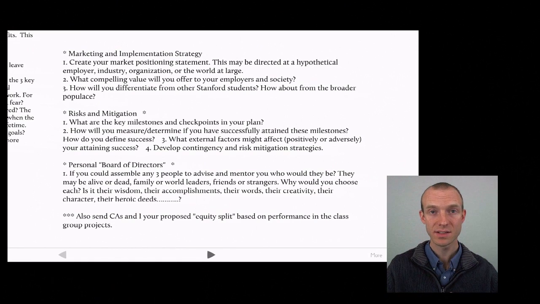So please send this to the course assistants and myself, and please also send us your proposed equity split in terms of the group projects for the class. So if you feel that you've pulled most of the weight in your venture, or you feel that you have a teammate who's pulled a lot of weight, think about how you would split the equity in terms of percentages across your teammates, and please send that to us as well.